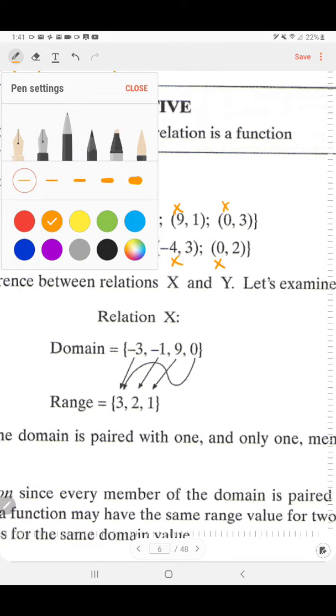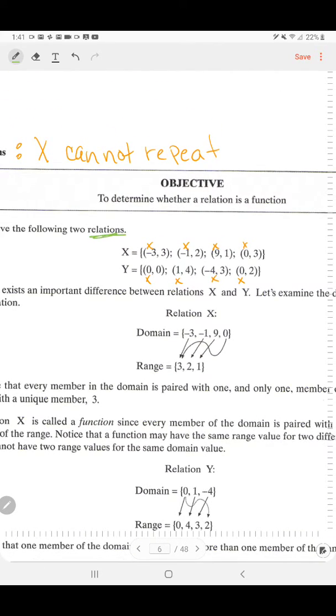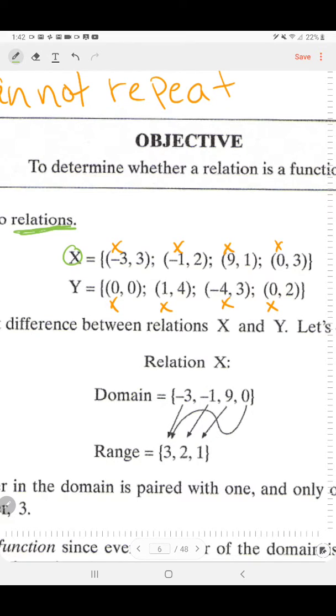Okay, so for the first one, this is called relation x and relation y. So for relation x, which is this one, do you see any x's more than once? Are any x's repeating? So we've got negative 3, negative 1, 9, and 0. So no, there isn't any repeating. So yes, this is a function.